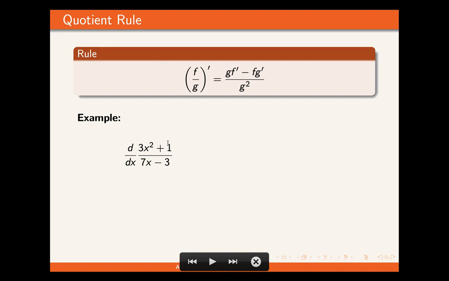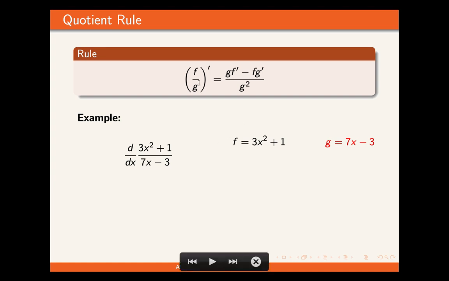So let's assume f is 3x squared plus 1, whatever function is in the numerator, or at the top. Let's assume 7x minus 3 is g, or whatever function we have on the bottom. So g is 7x minus 3.